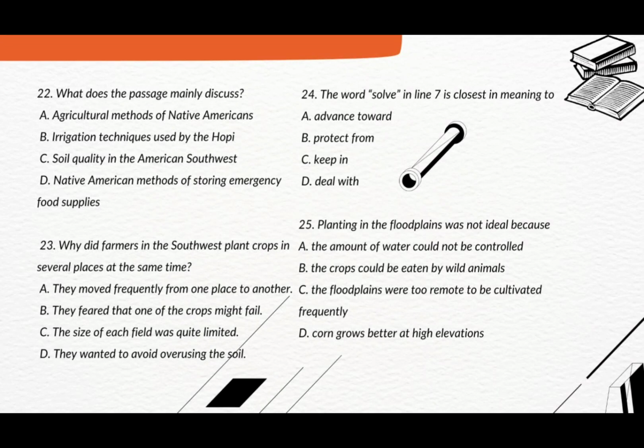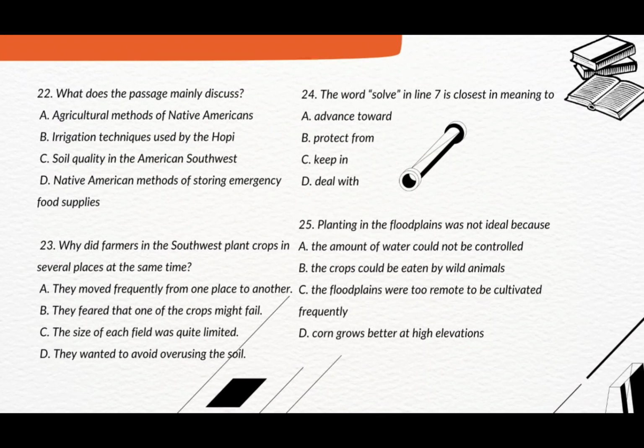22. What does the passage mainly discuss? A. Agricultural methods of Native Americans. B. Irrigation techniques used by the Hopi. C. Soil quality in the American Southwest. D. Native American methods of storing emergency food supplies.